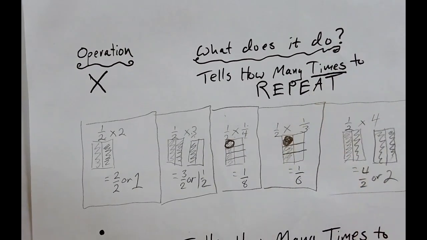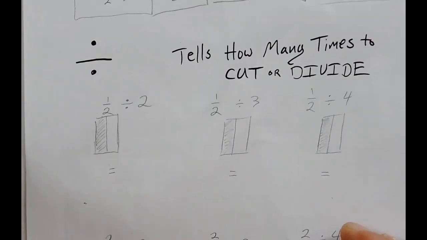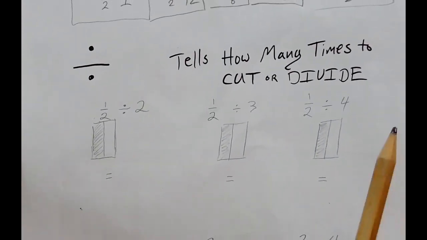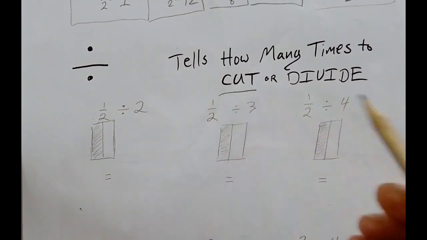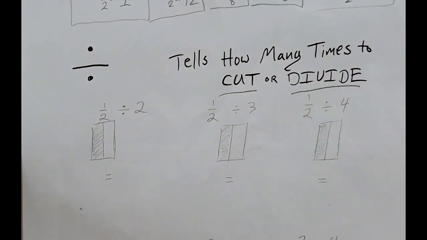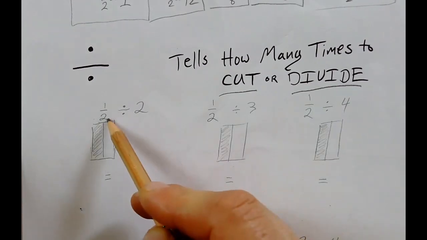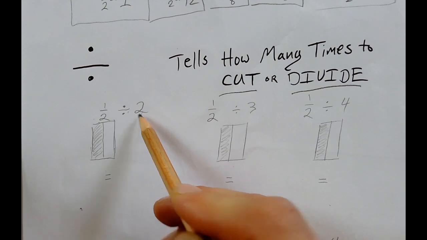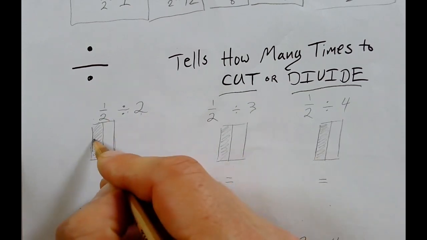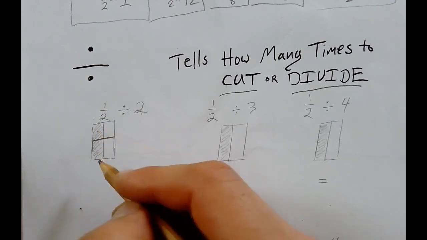That should help us understand division. And when you look at division, it's not telling you how many times to repeat something. It's telling you how many times to cut or divide something up. Let's look at some examples. Here's 1/2. Cut or divided up twice. So here's my 1/2. Notice we cut or divided it up twice into 2 pieces.